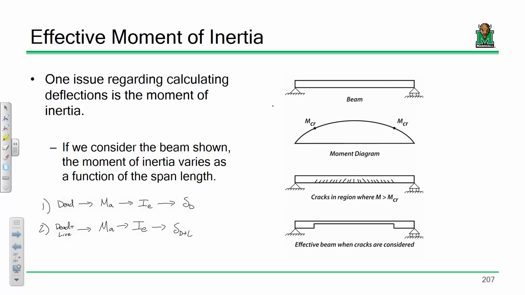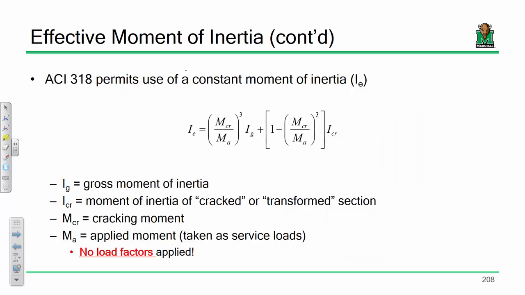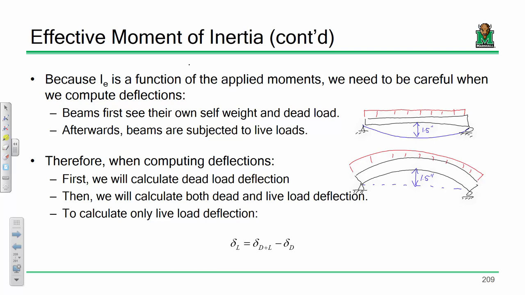So when you compute deflections in reinforced concrete beams, you can't compute just the live load deflection. You have to compute the deflection due to the dead load, then the deflection due to the dead load plus the live load, and take the difference. I know that's a really odd idea, but because of the cracking, I think if you think about it, that'll follow. Does that make sense? Anybody have any questions about that?